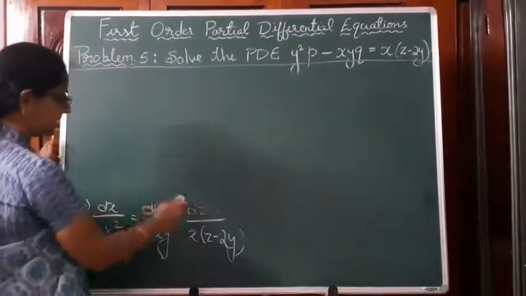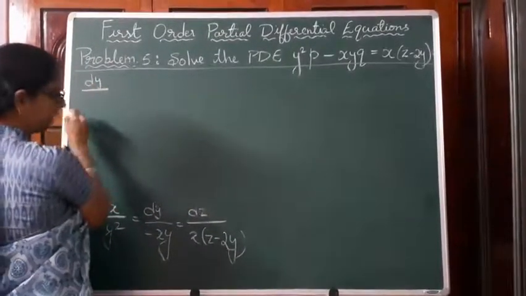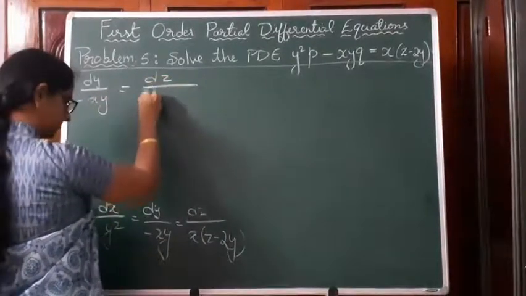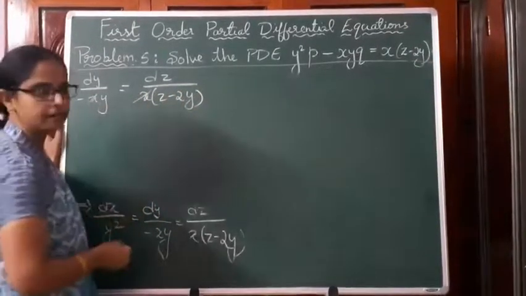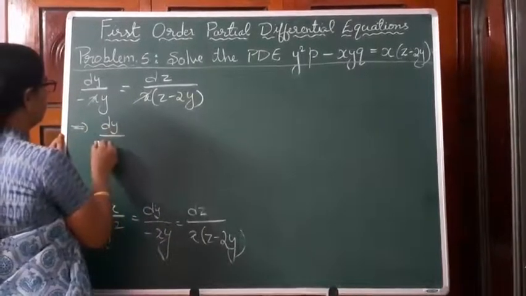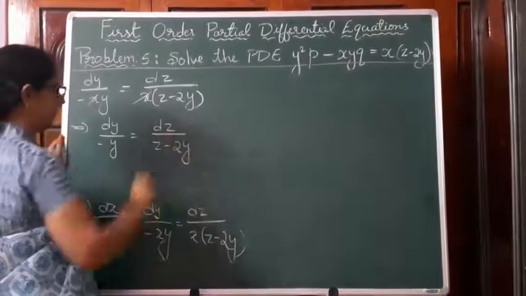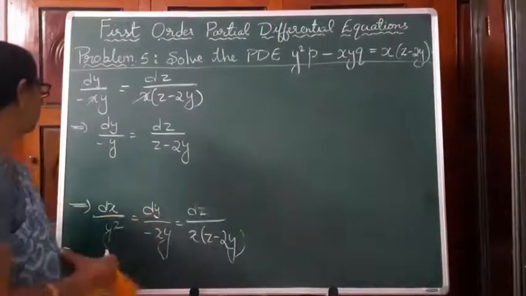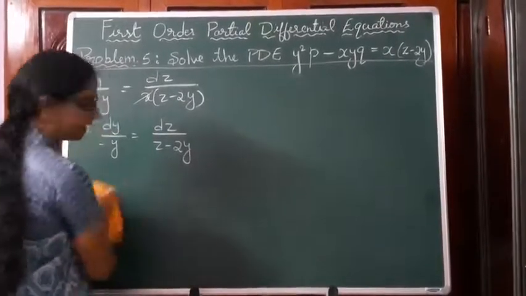Okay, now let us consider these two terms. Consider dy by minus xy is equal to dz by x into z minus 2y. Now we can cancel x here, and let us see what is remained. dy by minus y is equal to dz by z minus 2y. Now we cannot directly integrate here because z and y terms are not separated. So what do we do? We just cross multiply and check whether we can simplify it further.